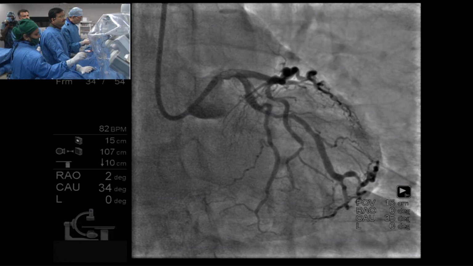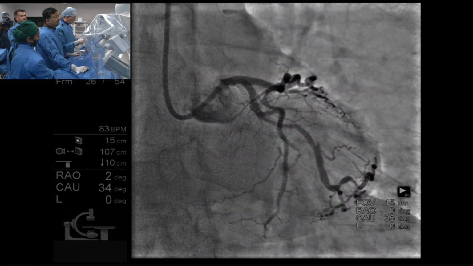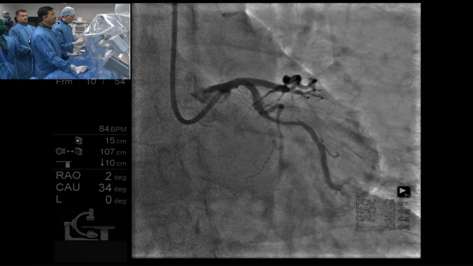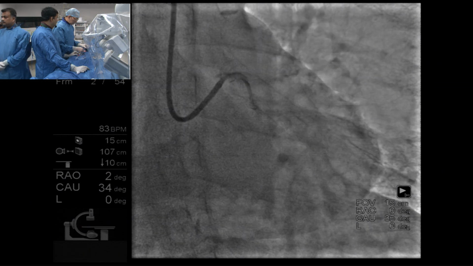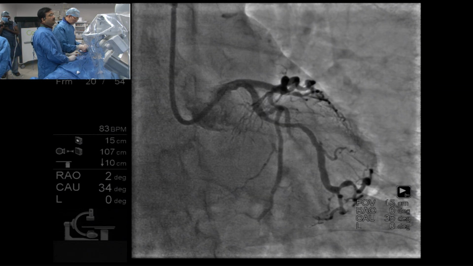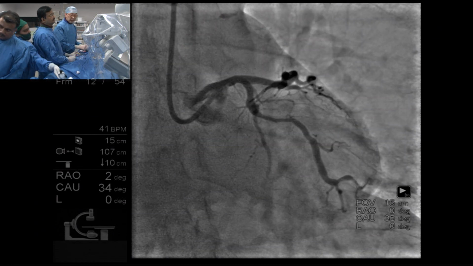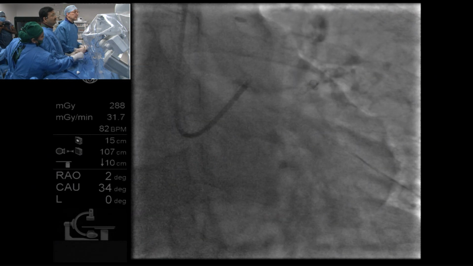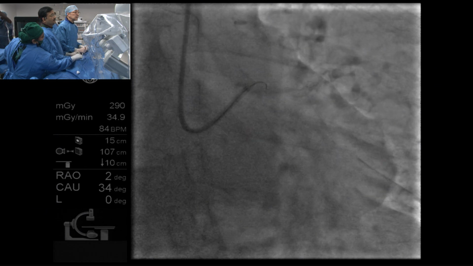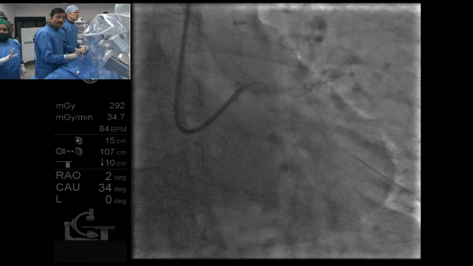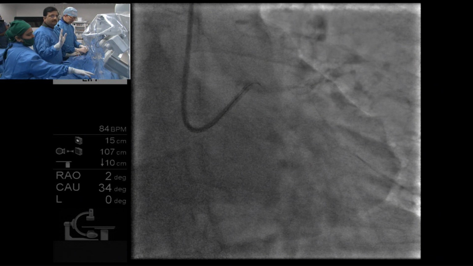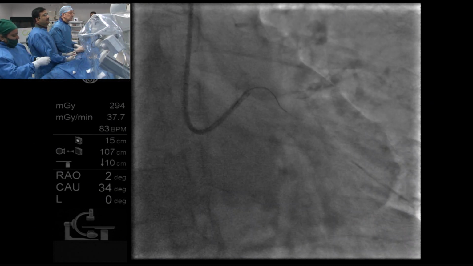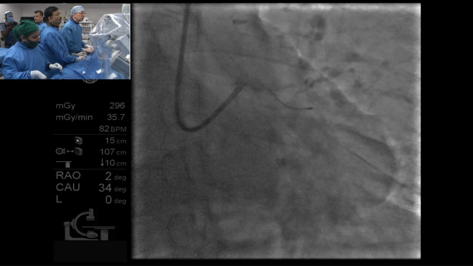I think you should pressure wire that. I wouldn't be doing a PCI without more evidence of functional significance of that lesion. What's your guess? As we have discussed, it is going to be negative. We don't know. Do you want to show RFR? Oh, small branch.